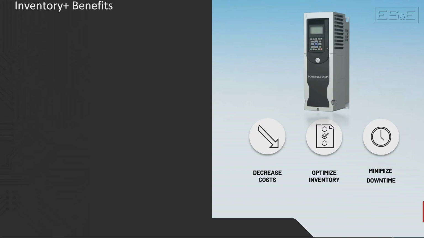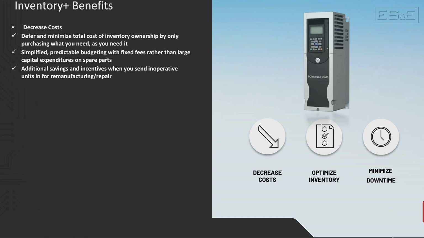So again, when I started, I talked about really the goals of asset optimization. So decrease costs, optimize inventory, and minimize your downtime. And so what I'm going to do is tie those back to your Inventory Plus. So decreasing cost, basically you're deferring and minimizing your total cost of inventory, so your carrying cost, by only purchasing what you need as you need it. And this also gives you the access of simplified and predictable budgeting with the fixed fees, and then you get additional savings and incentives when you send inoperative units in for manufacturing and repair. That's part of the replenishment process, which again we'll go over.